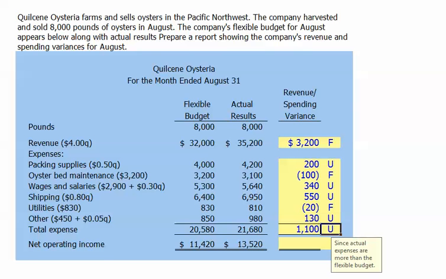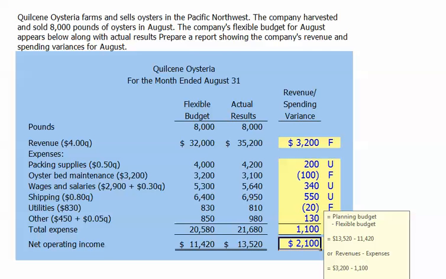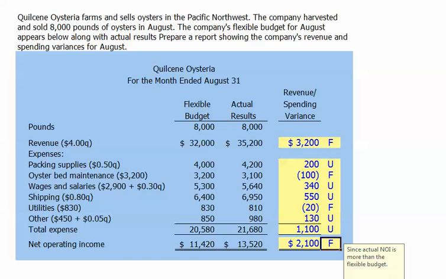Our net operating income variance can be found by taking the difference between our actual and our flexible budgets. And we can see that our actual net operating income was $2,100 higher than we had expected. And we could identify this then as a favorable variance.